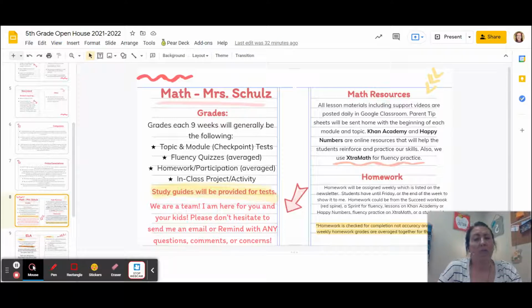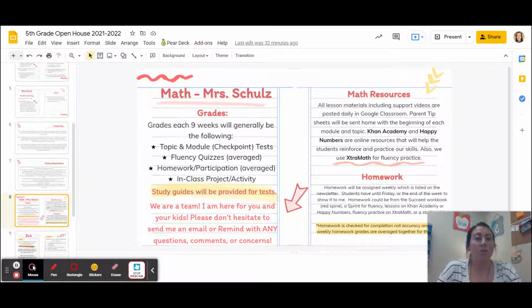The other resource that we have is the Extra Math website, which is for fluency practice. I'm asking that it be practiced. If it could be every night, it would be important, but I understand that cannot always happen, but they should be practicing at least a couple of times a week.